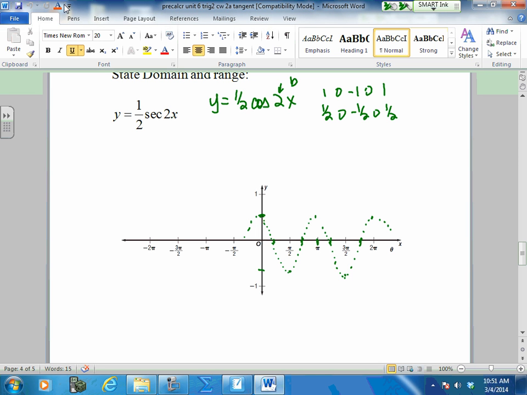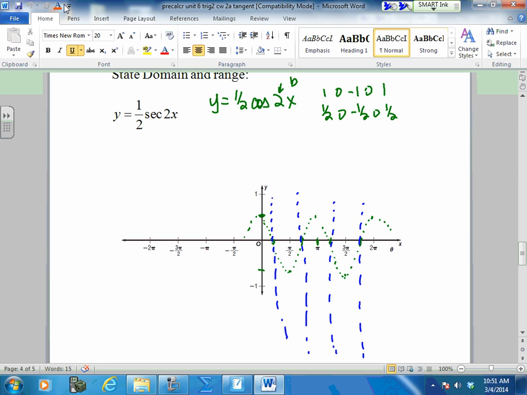Do I have 2? I have 1, 2. My amplitude is 1/2, right? Now, locate your zeros. Here's a 0. This is going to become an asymptote. Here's a 0, asymptote. Here's a 0, asymptote. We're going to make your secant curve for this. So we work off your cosine curve.